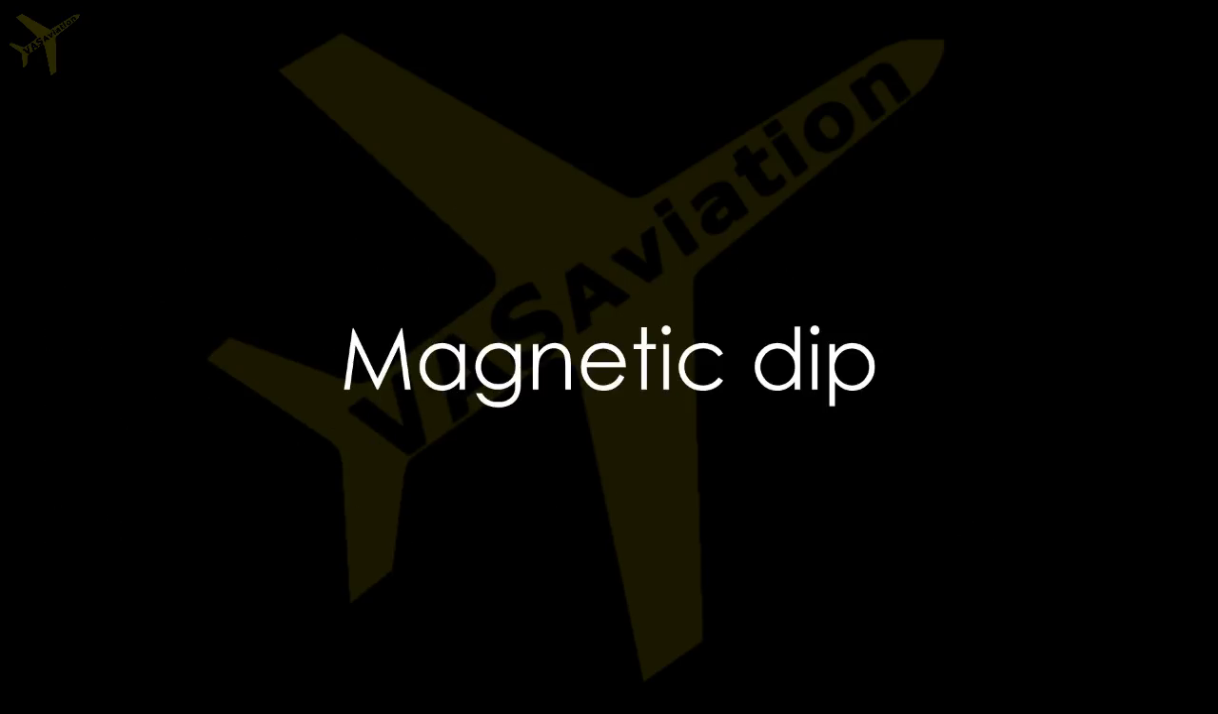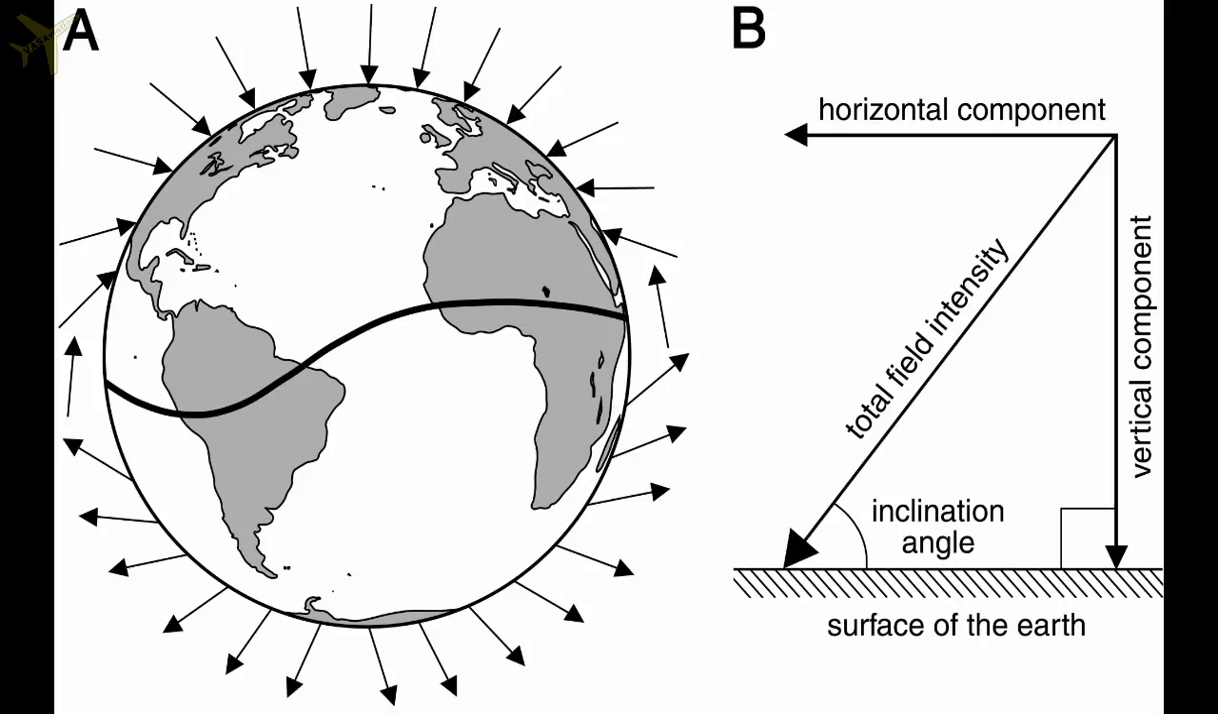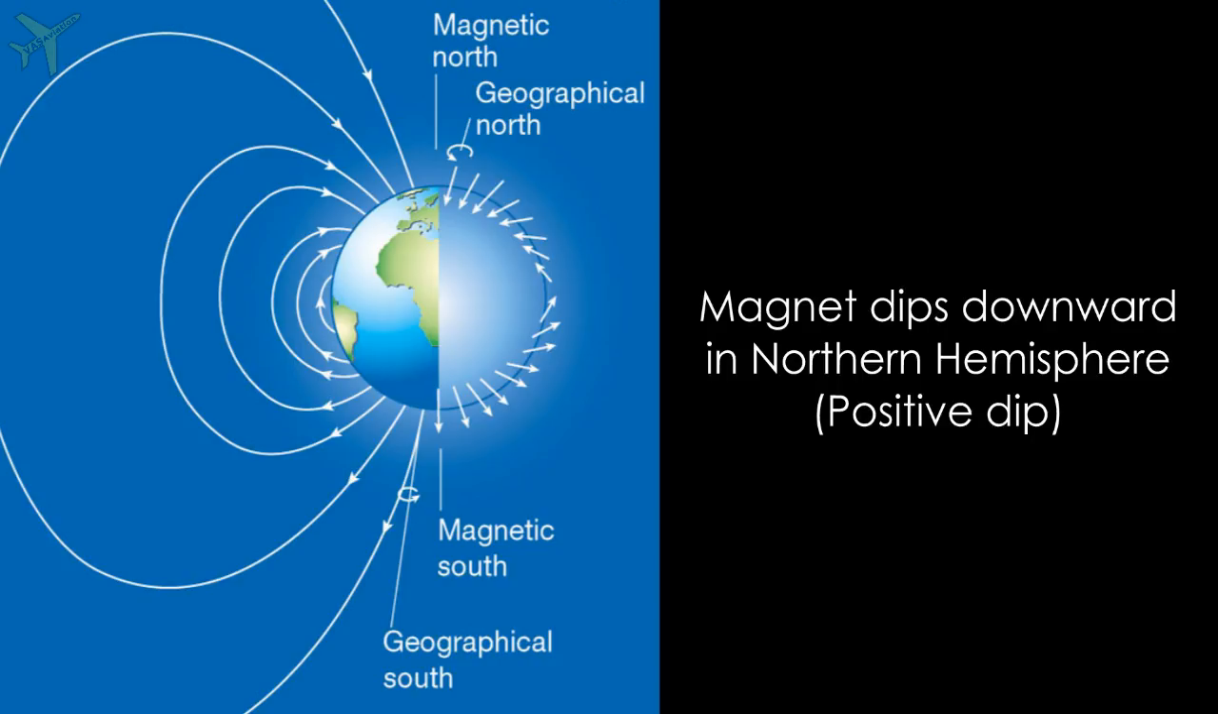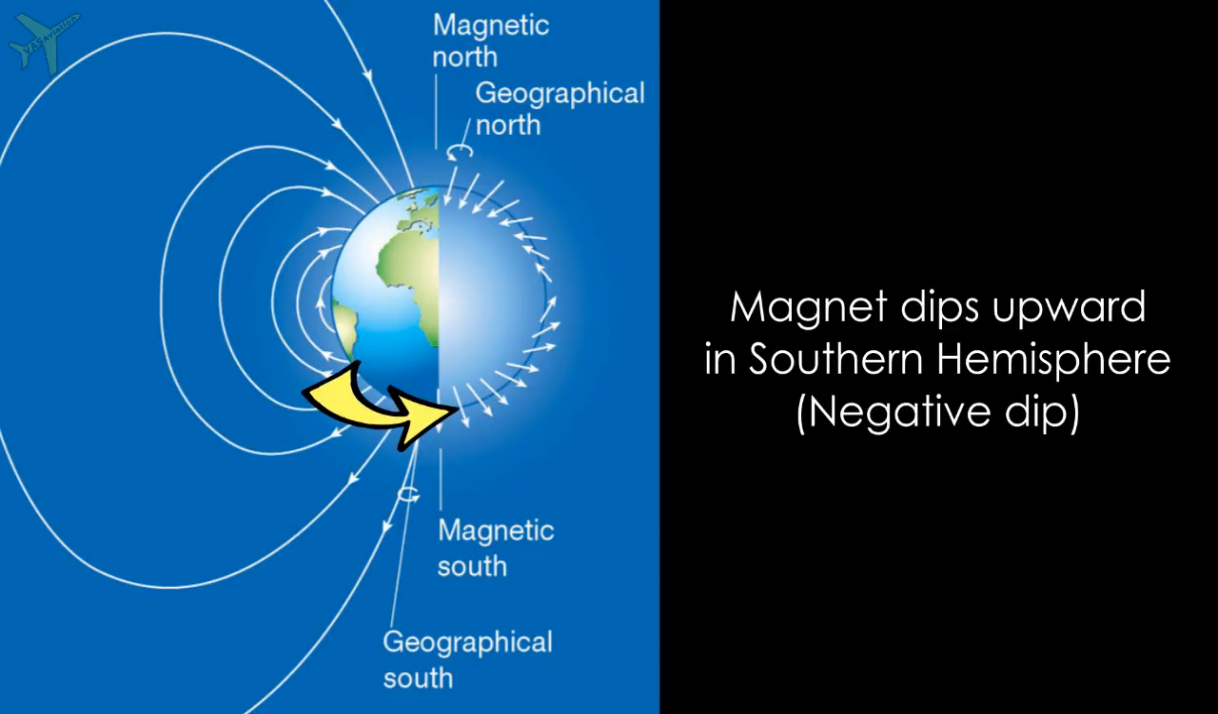To understand both, it's important for you to understand the magnetic dip or magnetic inclination. This is the angle that the needle makes with the horizontal plane of the Earth's magnetic lines. The magnet of the compass is constantly seeking to align with these magnetic lines. These magnetic field lines are not parallel to the surface of the Earth, so the magnet of the compass will dip downward in the northern hemisphere, called a positive dip, and upward in the southern hemisphere, negative dip.